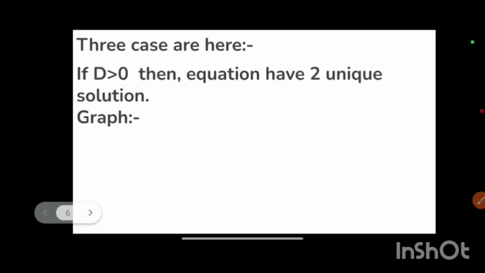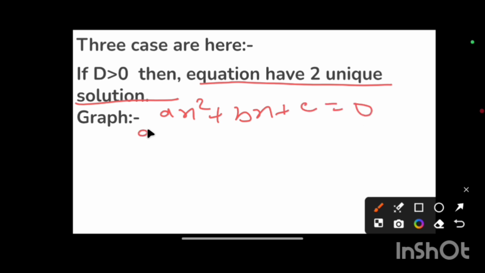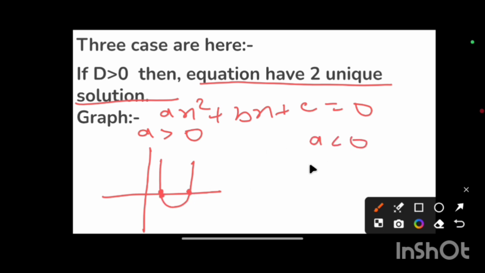What is the meaning of D? First, D is greater than 0. In this case, the equation has two unique solutions. And for the graph, if the equation is ax square plus bx plus c equal to 0, then if a is greater than 0, your graph is like that, and here the two x intercepts are the solutions of this quadratic equation.